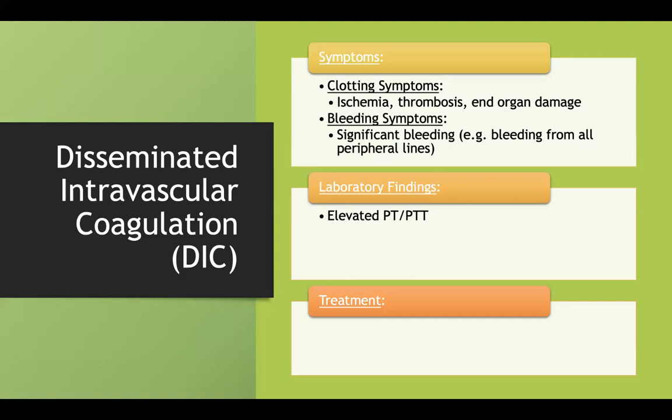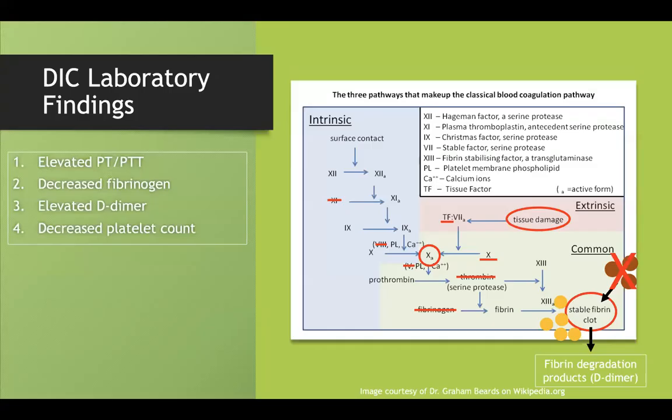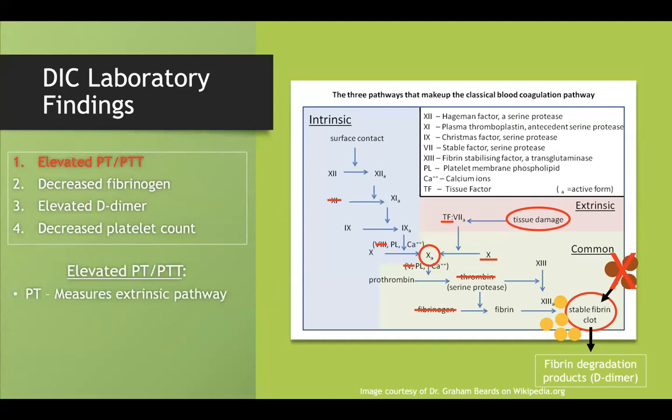On laboratory findings, you're going to find an elevated PT or PTT, decreased fibrinogen, elevated D-dimer, and a decreased platelet count. So going through each of these four, elevated PT or PTT, I just want to remind you that PT is a measure of your extrinsic pathway. And I remember this by the mnemonic that you play tennis outside, so that's why the extrinsic pathway measures PT.